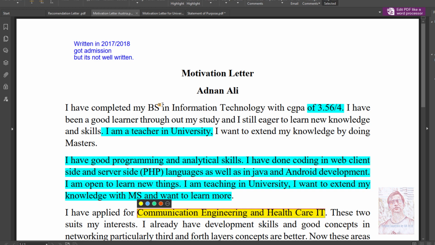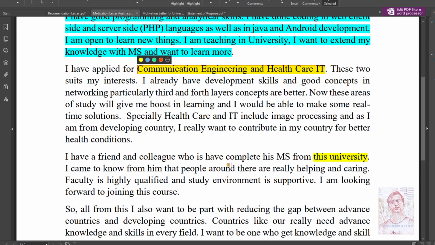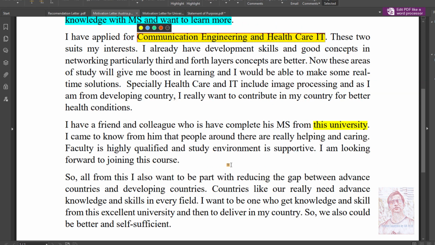So now the question is, does it really matter? Yes, it matters, but with some universities, if the university ranking is low, you can still get admission. This university ranking was low, and this program was, you can see, communication engineering and healthcare IT. At that time I just wanted to go abroad, so you can see that this is not a very good program, as my previous background was not very related, but still I don't know how I got that admission.